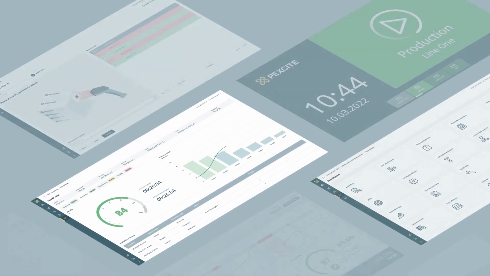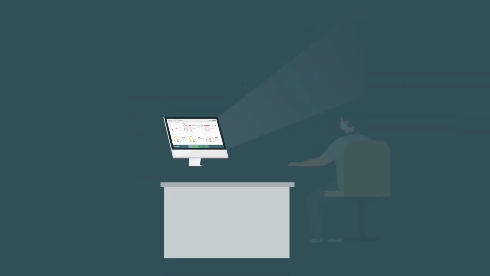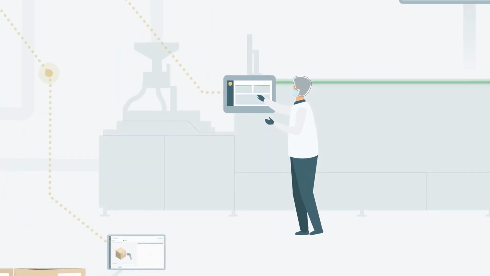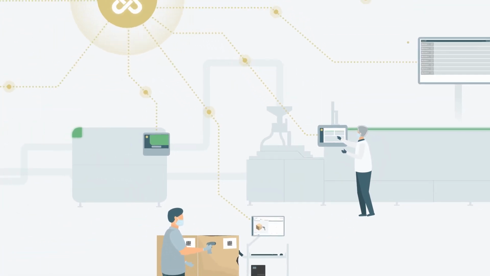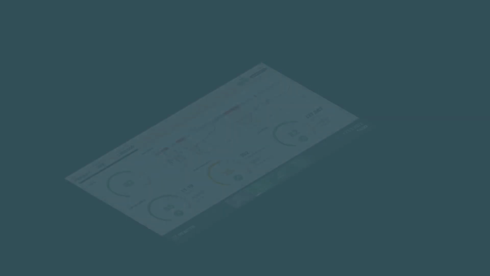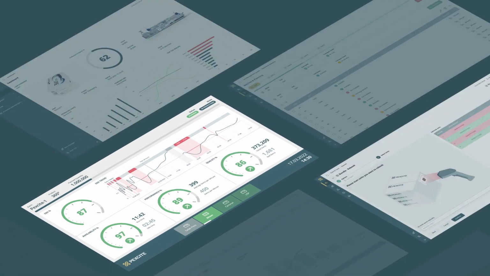The new platform offers specific applications for various user groups, from production planners to system operators. Pexcite maps processes and machines throughout the pharmaceutical production value chain. With such a wide range of applications, the number of screens continues to grow.